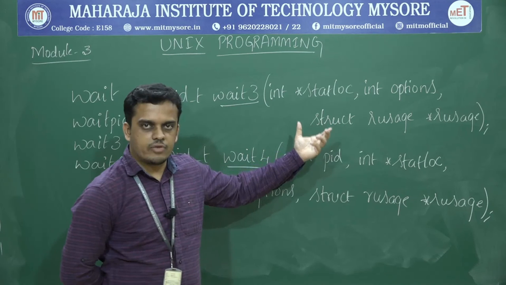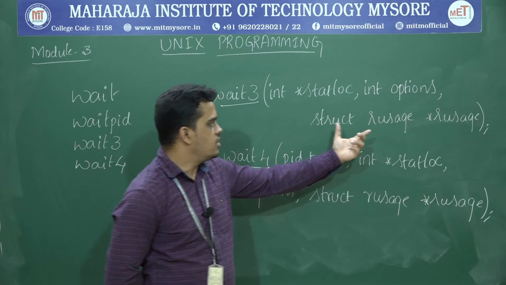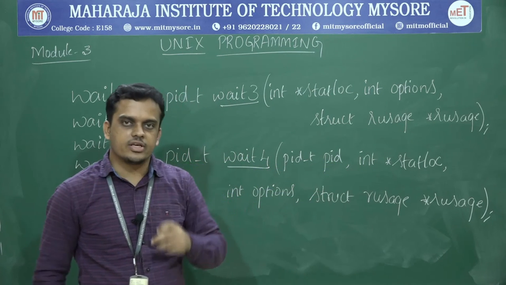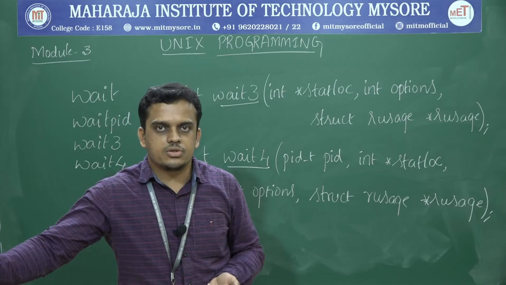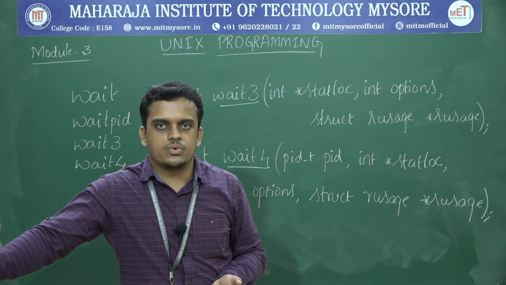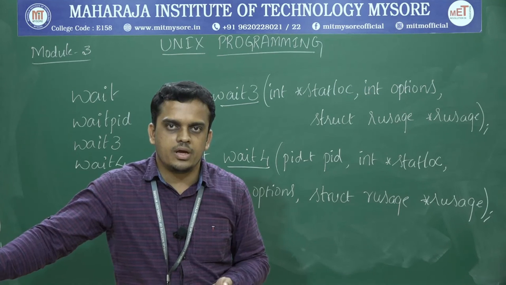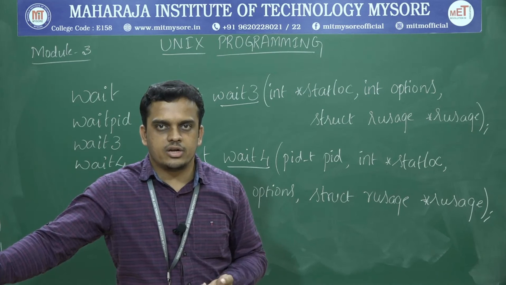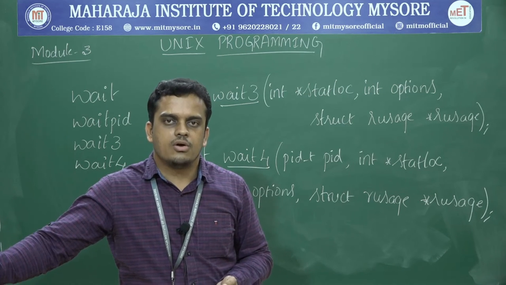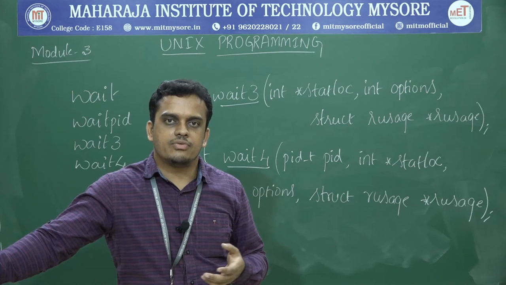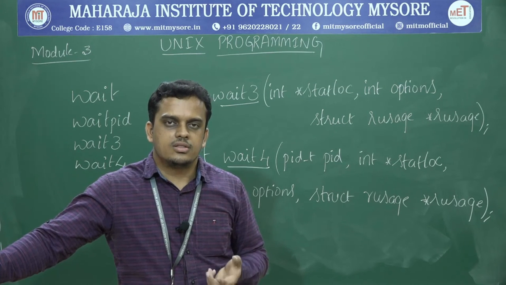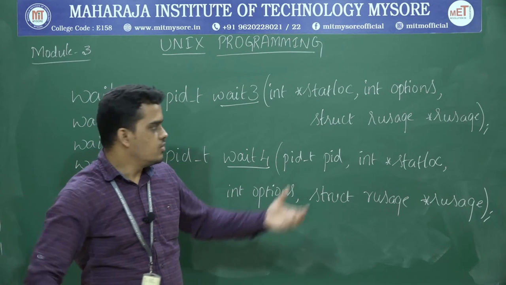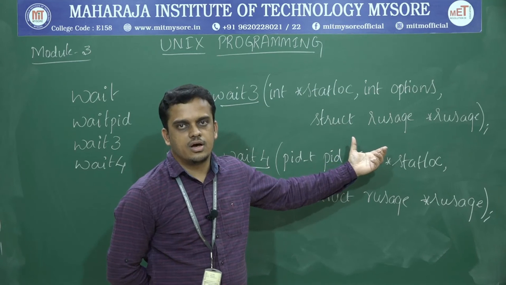So wait3 and wait4 have one more extra argument, that is the structure called rusage. Its address will be mentioned over here, where it will give the details about the different resources used by that process during its existence. Those resources may be the different files that are being used, different write calls, different read calls made by the process on the different files, and different signals generated by the process. That is about the resources. The resource usage of that process will be tracked with the help of this argument.